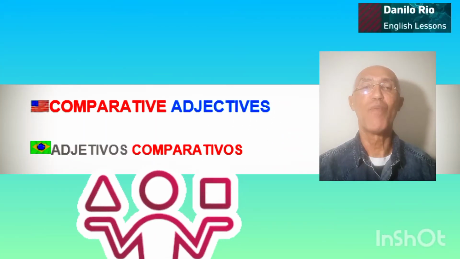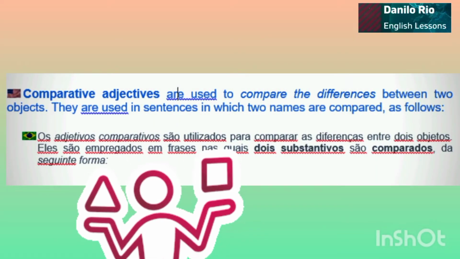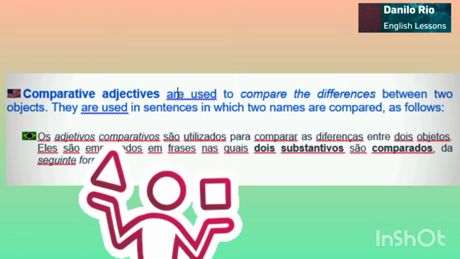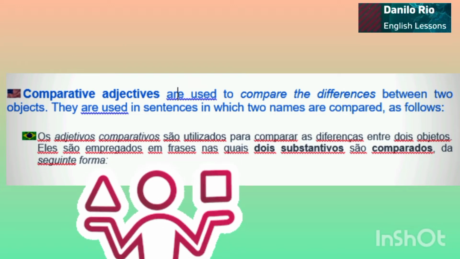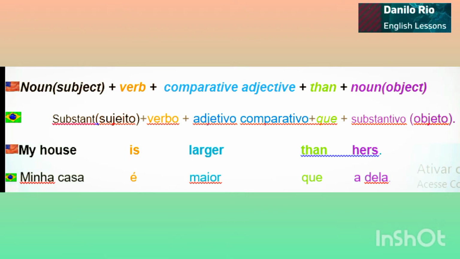Let's talk about comparative adjectives. Comparative adjectives are used to compare the differences between two objects. They are used in sentences in which two nouns are compared as follows: noun, verb, comparative adjective, then, noun.